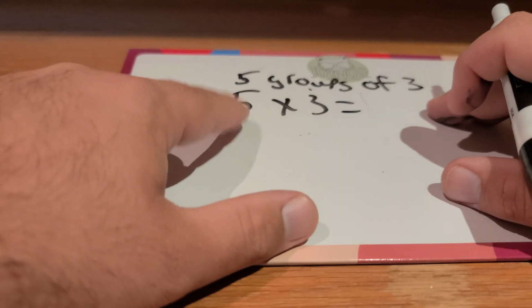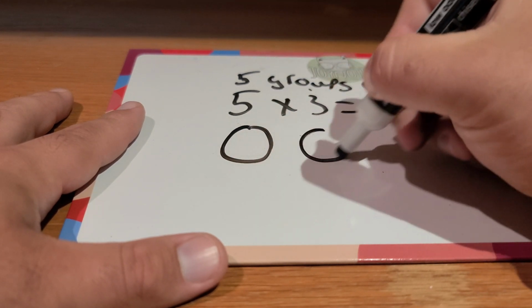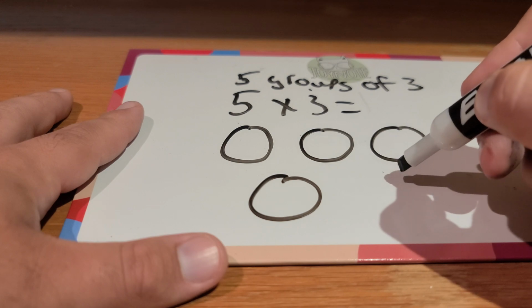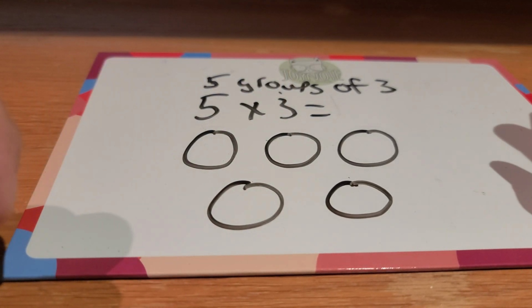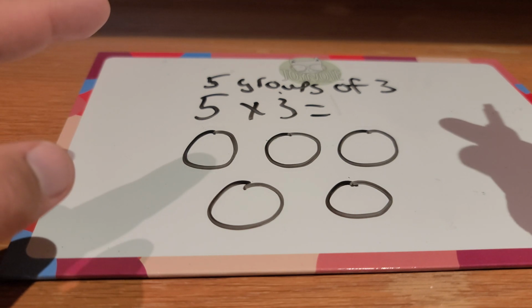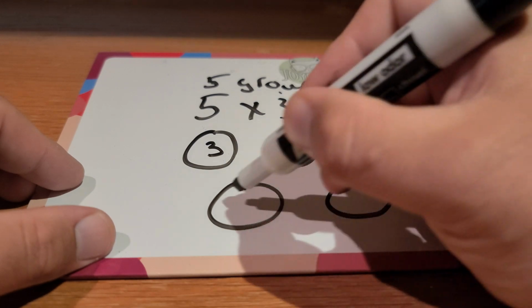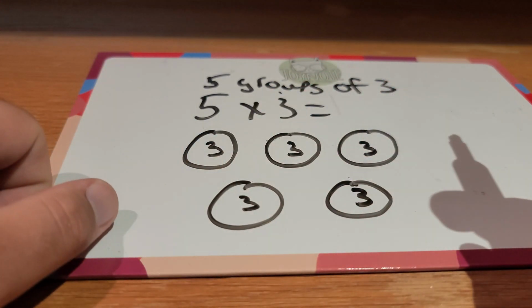Sometimes it's easier to draw the bigger number as your group, so these are going to be our circles. So you're going to draw 5 circles, 1, 2, 3, 4, and 5, and then you put 3 in each group. Now, some people draw 3s like this. They do this, and then they count by 3s. 3, 6, 9, 12, 15.